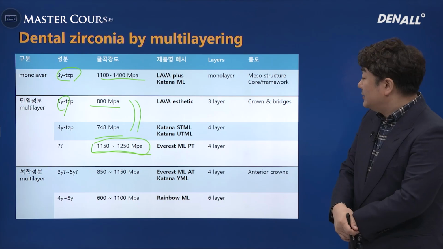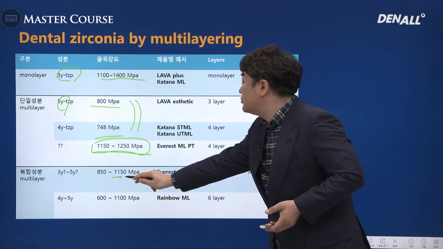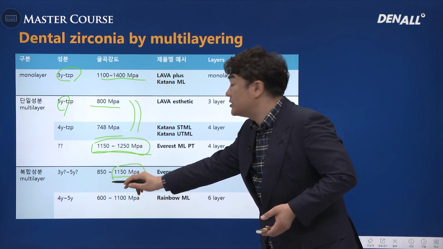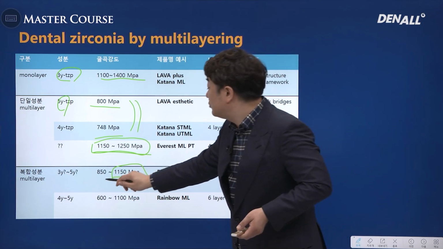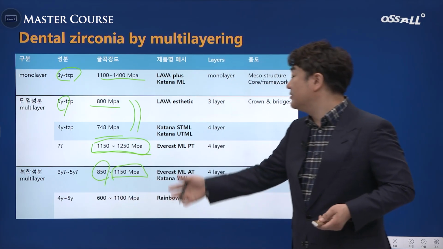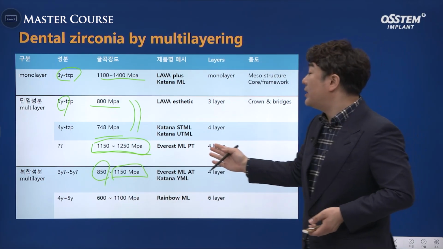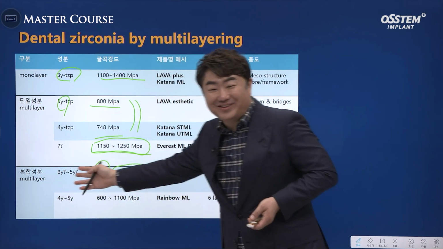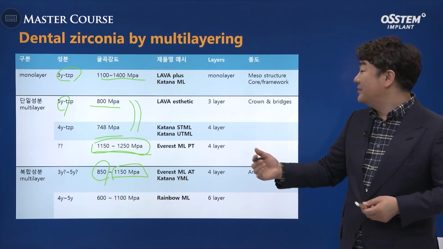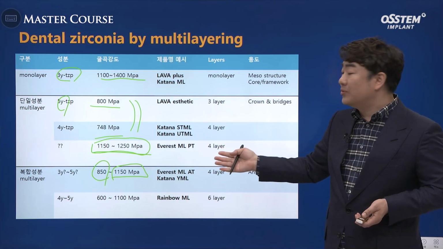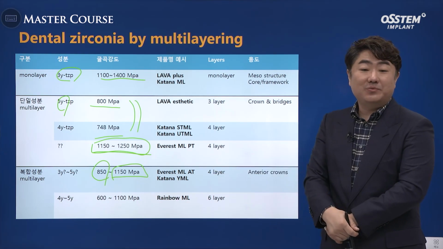The cervical area requires more strength, about 1000 megapascals, and the incisal area requires more translucency, and these days, composite multi-layer products have been introduced and they show quite aesthetic results. I'm unsure of the exact term, but these products are being released these days.